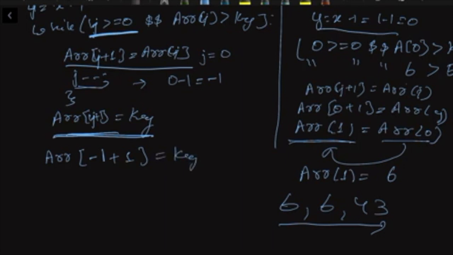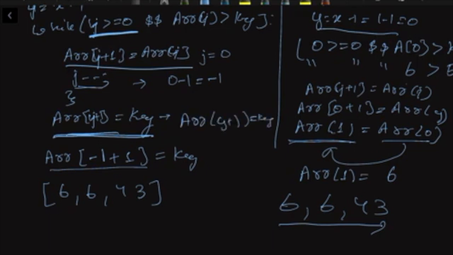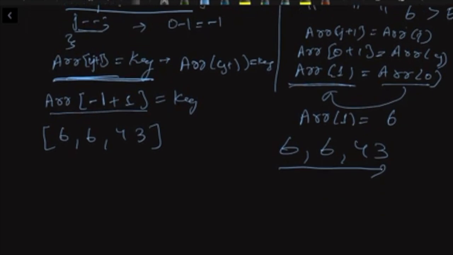So let me tell you. Here our array was 6, 6, 4, 3. Just see properly. So array of minus 1 plus 1. Make sure it was array of y plus 1 equal to key. I forgot to write plus 1. And you can see 6, 6, 4, 3. So minus 1 plus 1 is 0. So array of 0 is the key.